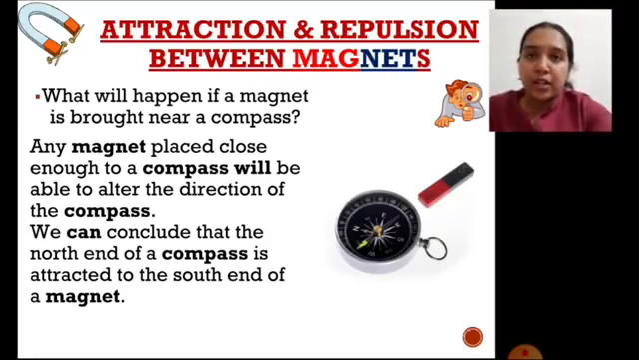So, we can conclude that the north end of a compass is attracted to the south end of a magnet. So now you know that a magnet placed near a compass influences the magnetic needle present inside the compass.